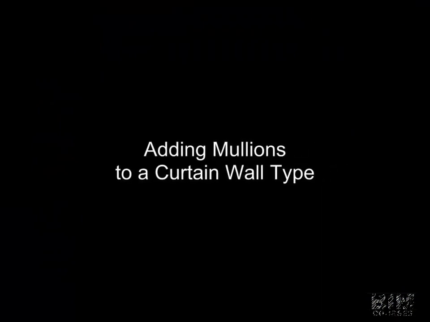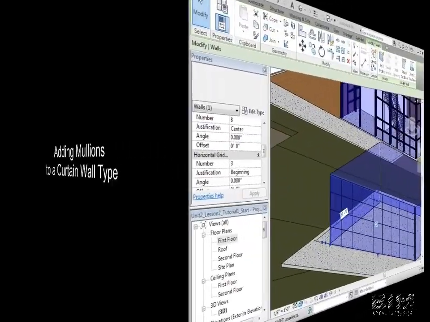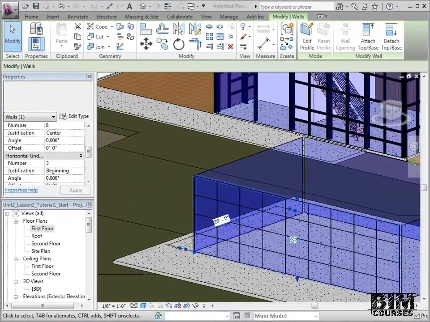With the grid pattern defined, we can now create mullions, which are metal borders used to support the panels. With the wall selected, edit its type properties. As with the grid patterns, there are both vertical and horizontal mullions.